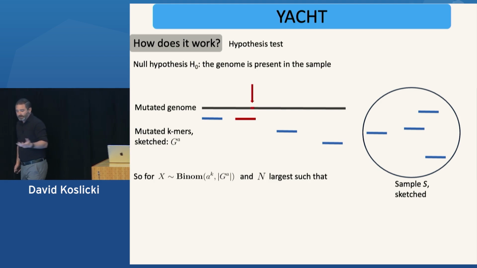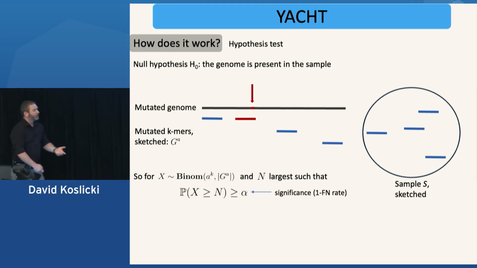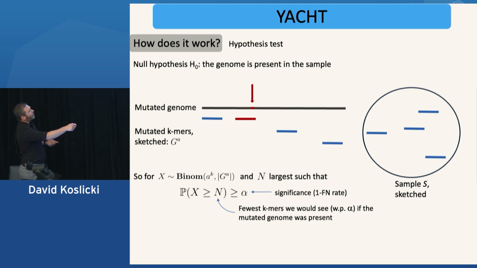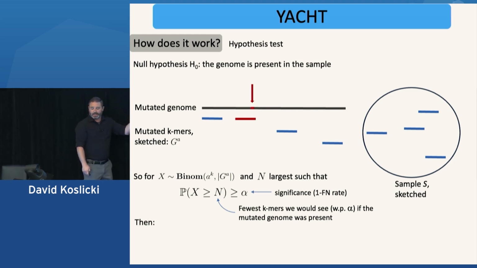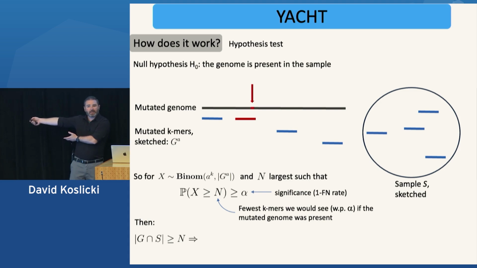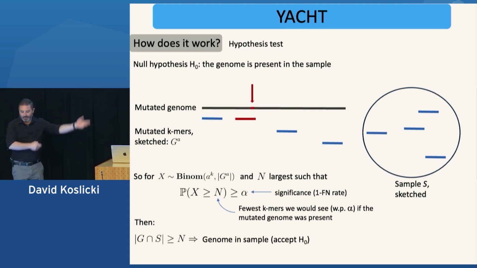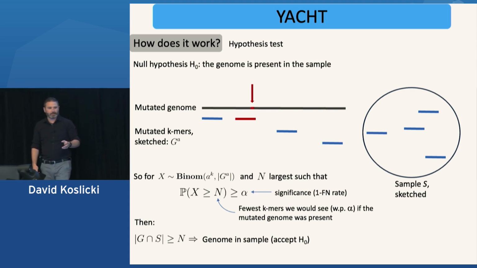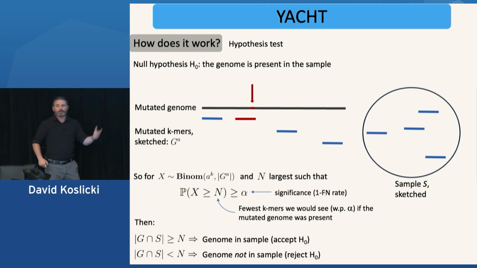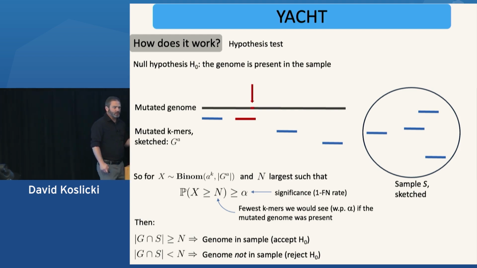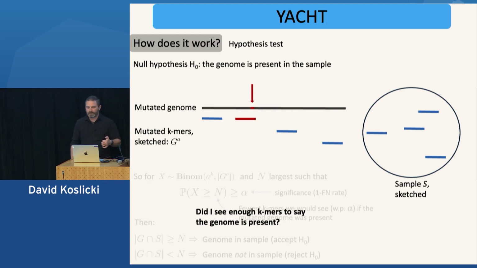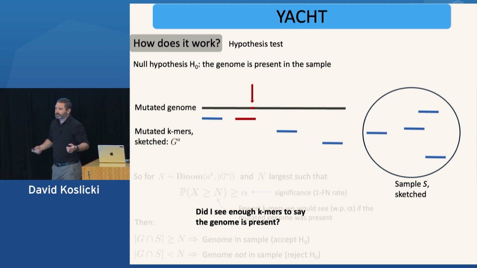And then all you have to do is pick and say, what is the fewest k-mers that I would expect to see if that mutated genome was present? You can easily calculate that. And then your test is simply to go look and see how many k-mers I did see. If it's more than the minimum amount, then hey, the genome's in the sample, I accept the null hypothesis. If I haven't seen enough k-mers, then nope, it's not in the sample. And the nice thing is this gives you a controllable false negative rate. So if you didn't follow that, the takeaway is it's just a way to say, did I see enough k-mers to say it's in my sample?